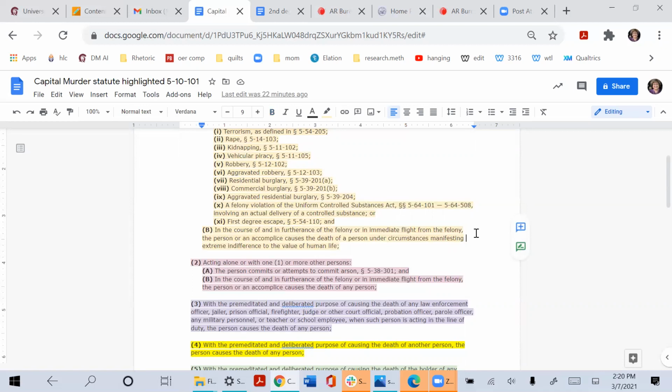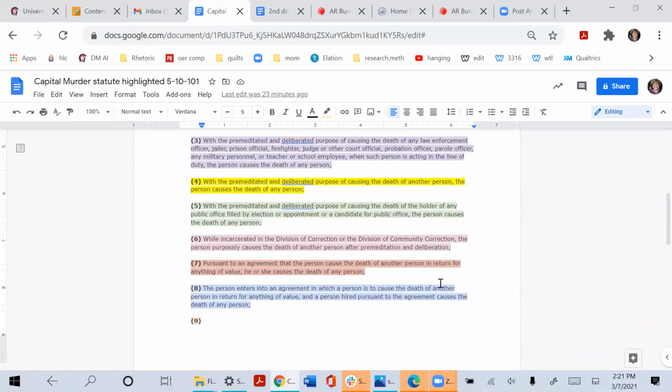So what have they done here? That language should sound familiar. It is the exact same language as what was in the second degree murder statute. In other words, what they do is, if your mens rea is at the level of under circumstances manifesting extreme indifference to the value of human life, which normally would be second degree murder, it can be elevated to capital murder when it is also accompanied by a felony.